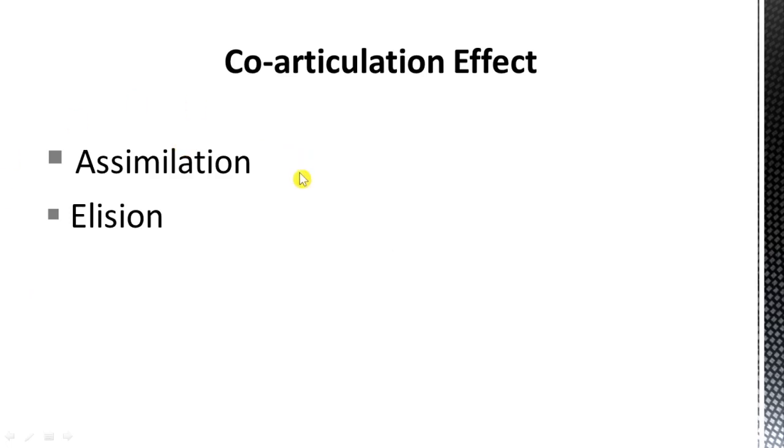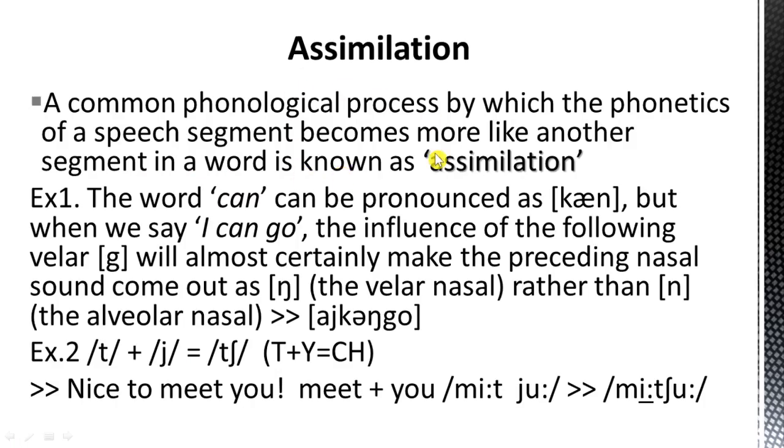Next point, I would like to discuss co-articulation effects, with two main points under it, namely assimilation and elision. What is assimilation? Assimilation is a common phonological process by which the phonetics of a speech segment becomes more like another segment in a word. For example, the word can't. You can pronounce can with this phonetic symbol, k and then a, and then n. So you pronounce can't.